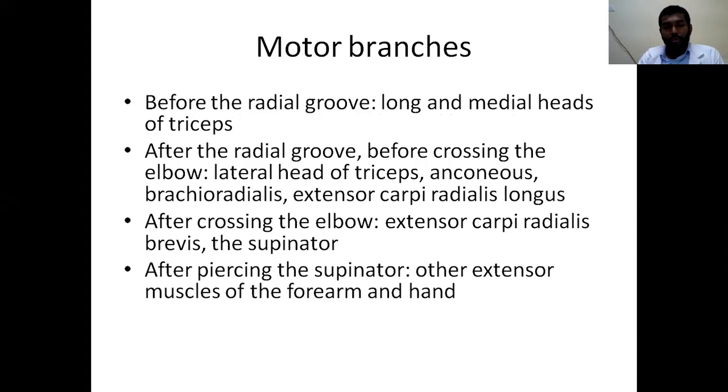Now it is divided into the anatomical areas. Before the radial groove, it gives rise to the branches to the long and medial heads of the triceps. After the radial groove, before crossing the elbow, it gives the branches to the lateral head of triceps, anconeus, brachioradialis, and extensor carpi radialis longus. After crossing the elbow, it supplies extensor carpi radialis brevis and the supinator. After piercing the supinator, it gives your other extensor muscles of the forearm and hand branches.